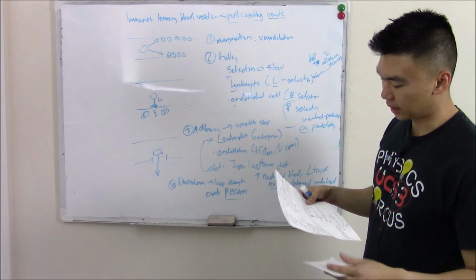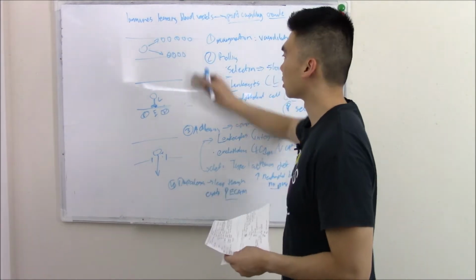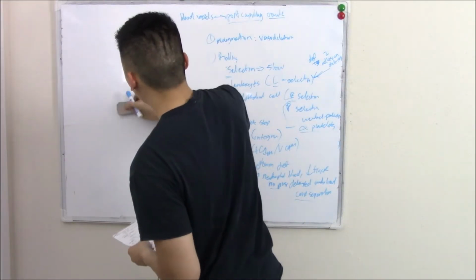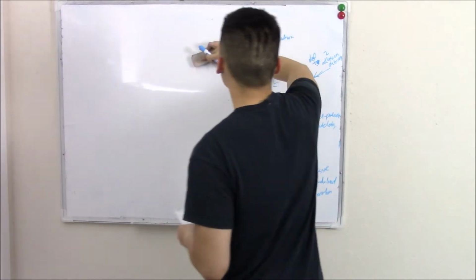You gotta know this cycle. They like to ask this when it comes to immunology. Now, after it's left your blood vessels, then it will go to where the bacteria is. Right? Go to where the bacteria is.